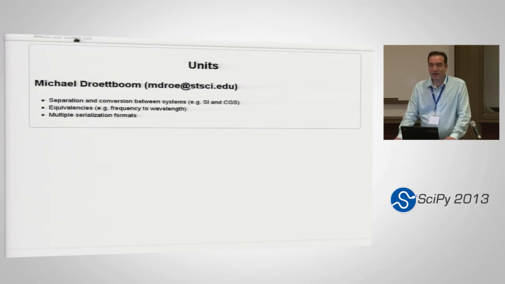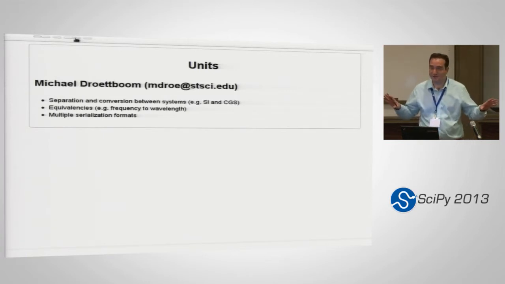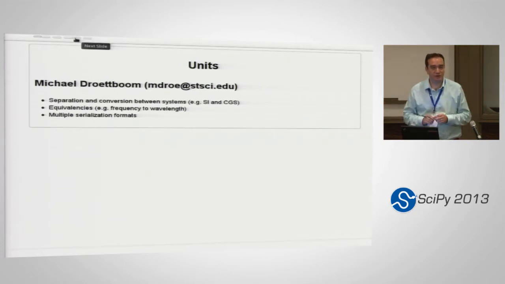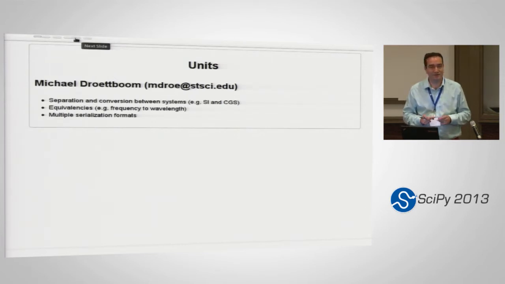So anyway, these are the three features that we really needed for astronomy that led us to go our own direction. We wanted to have a separation and conversion between systems, so some astronomers work in SI, some work in CGS, and they want to work in either of their spaces, but then you do need to be able to convert between the two when you need to do that. We also wanted something that dealt well with equivalencies. It's very common in astronomy to talk about frequency and wavelength as being convertible, but of course one is the inverse of time and the other is a length, and strictly they are not the same thing. So it provides a backdoor to treat those as equivalent when necessary.